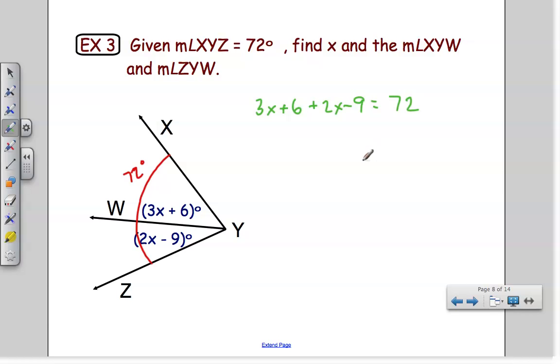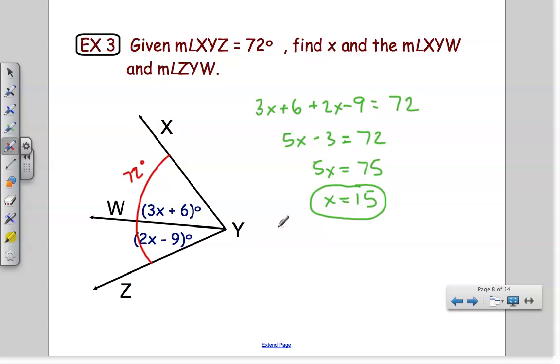There's a geometry portion. Let's do some algebra. Combine like terms. 3x and 2x is 5x. 6 and negative 9 is negative 3. And that equals 72. Let's add 3 to both sides. 5x equals 75. x equals 15. Alright, I've found x. And now I'm supposed to find the measure of angle XYW and the measure of angle ZYW.